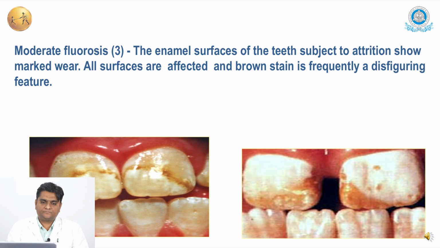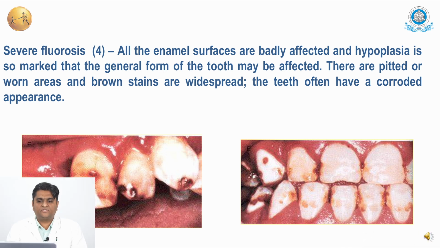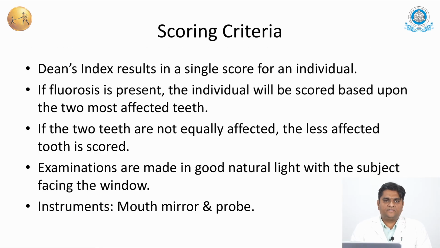And the last score is severe fluorosis, that is the most extreme form of fluorosis which can be seen, and here all the enamel surfaces are badly affected and hypoplasia is so marked that the general form and anatomic structure of the tooth may be affected. There are pitted or worn areas and brown stains which are widespread, and the teeth often have a corroded appearance. So that was about the different scores that we can have in the Dean's Fluorosis Index.